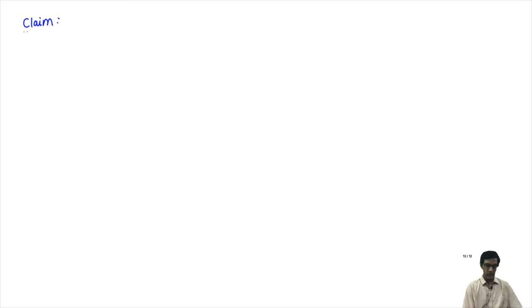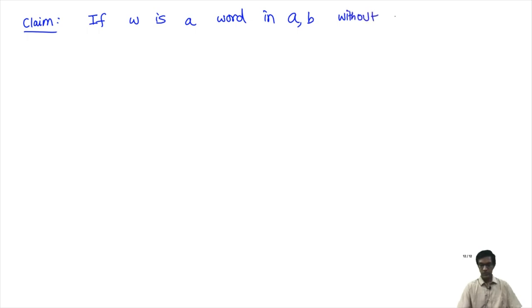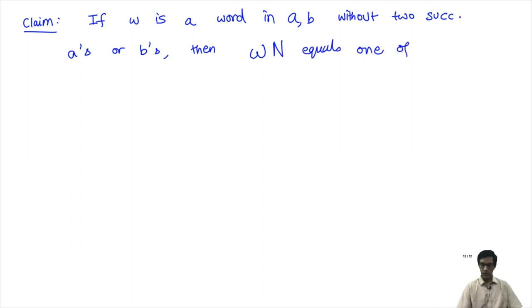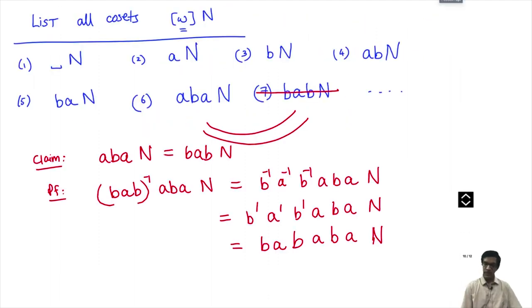Claim: if W is a word in A and B without two successive A's or B's, then the coset WN, so let's forget the brackets now, coincides with one of the cosets 1 through 6. In other words, this list here: empty, AN, BN, ABN, BAN or ABAN.